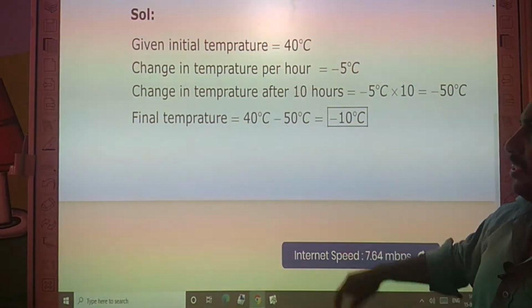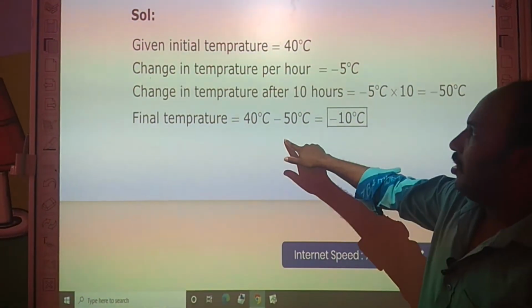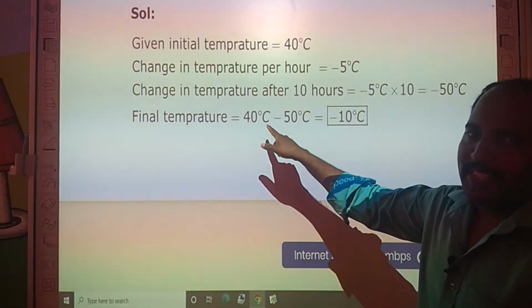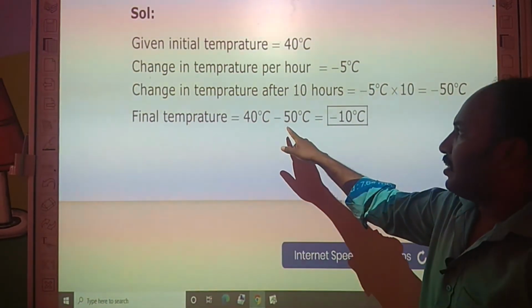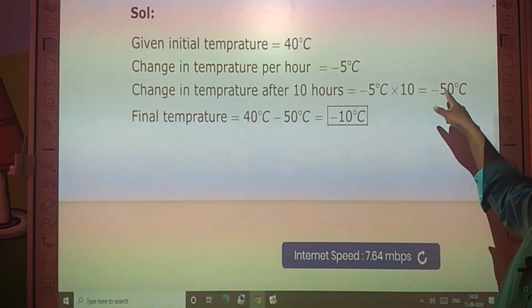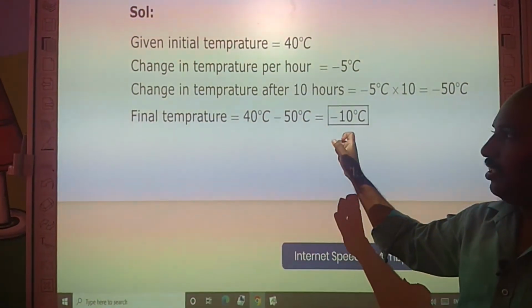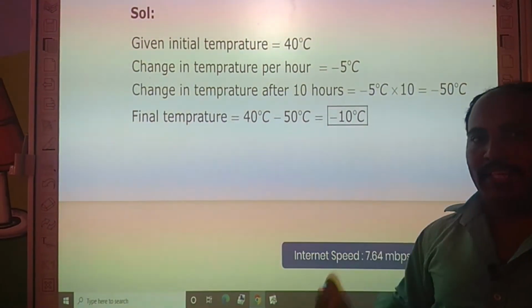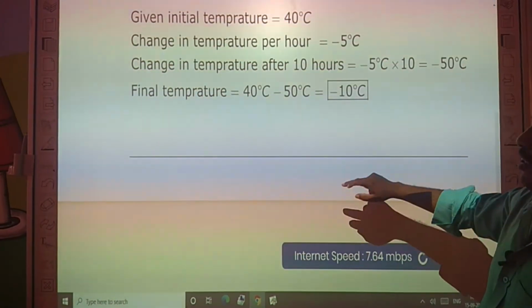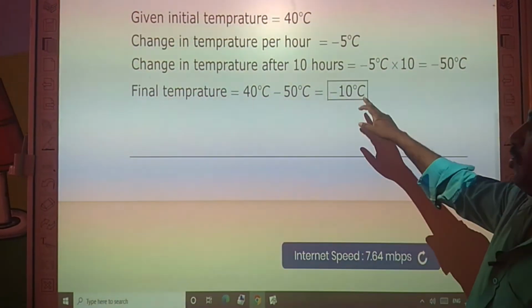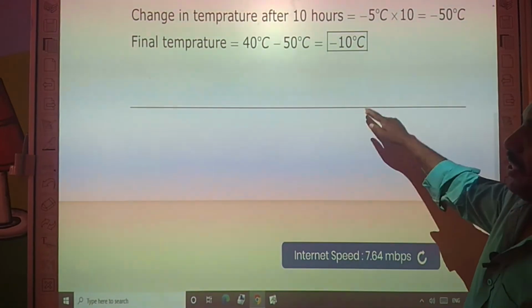The final temperature is the initial 40 degrees Celsius minus 50 degrees Celsius. 40 minus 50 is equal to minus 10. So the final temperature is minus 10 degrees Celsius.